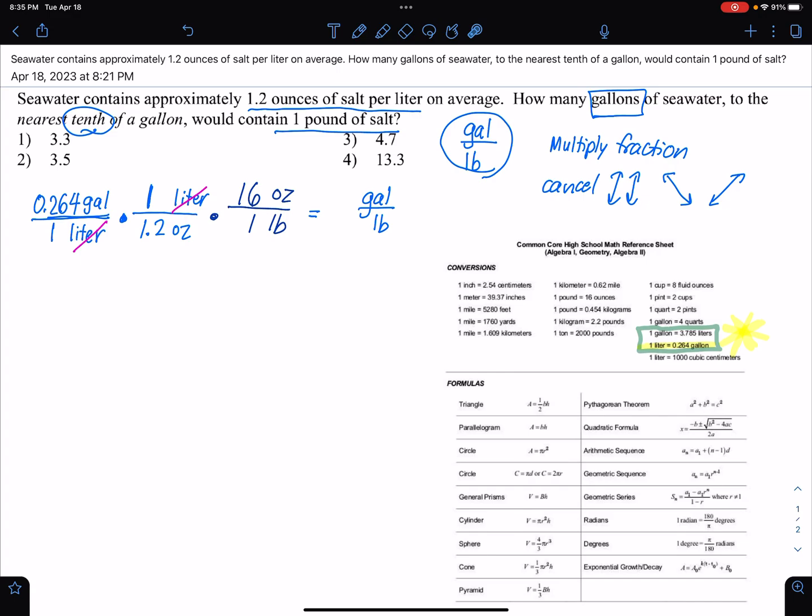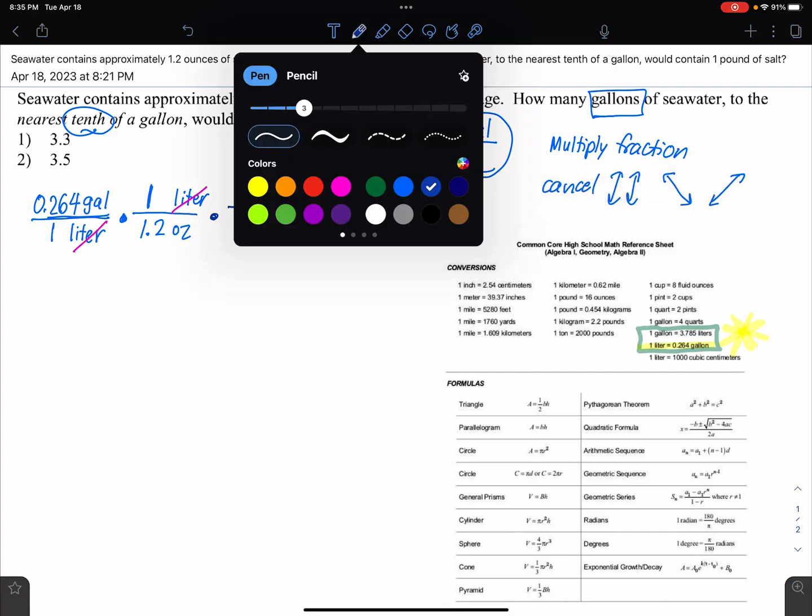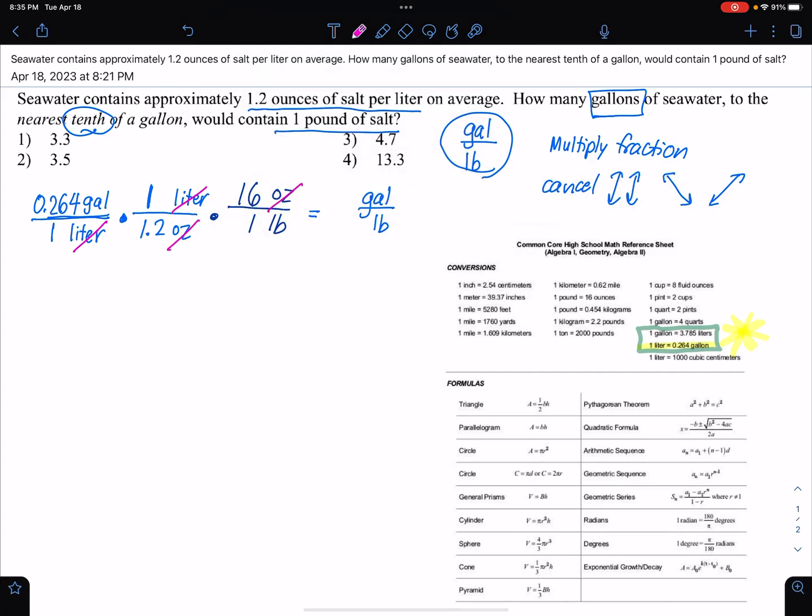Now notice here, we're getting closer to our goal. We have pound on the bottom. So what happens to these ounces diagonally? We're going to cancel them. And so now we have everything on top. The only unit that's left is gallons. And on the bottom, the only unit that's left is pound. That's our goal. Now all we're going to do is put this in the calculator.